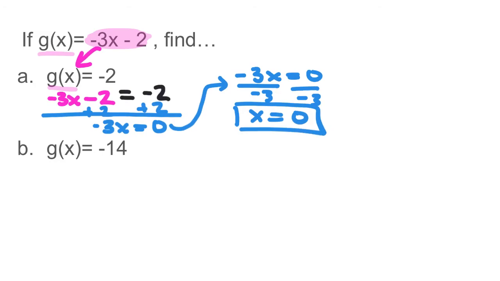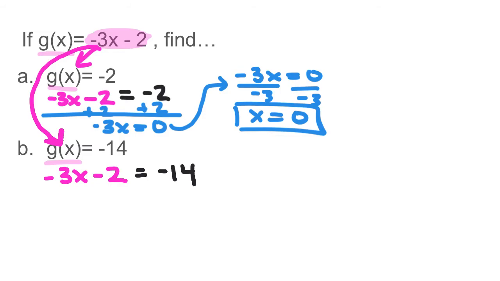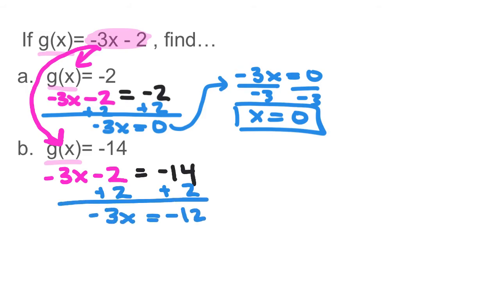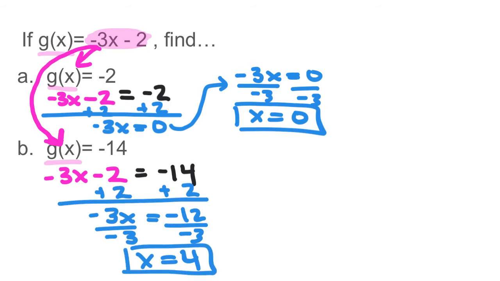For the next one, it now says g of x equals negative 14. So you're going to substitute this g of x with this value of negative 3x minus 2. So you'll have negative 3x minus 2 is this time equal to negative 14. So to solve for x, we would add 2 to both sides. So you'd have negative 3x equals negative 12, and then divide both sides by negative 3 to get x is equal to 4.